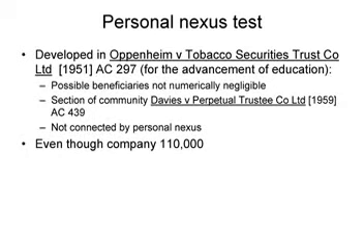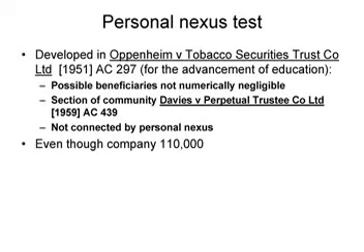The personal nexus test was approved by a 4-to-1 majority in the House of Lords in Oppenheim against Tobacco Securities Trust Company in 1951. And from that case, and other cases of around that time, we can make 3 comments about what will be regarded as public benefit for the purposes of at least an educational charity.